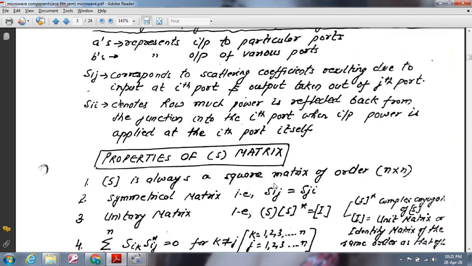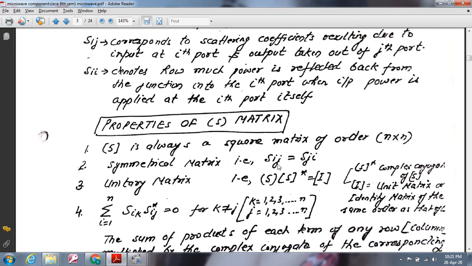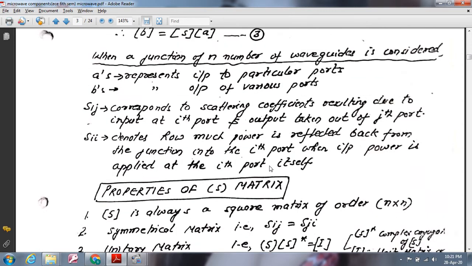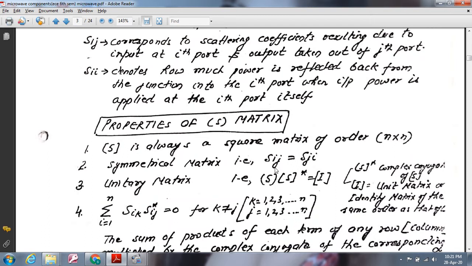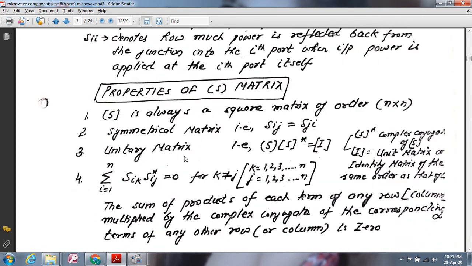Suppose i is 1 and j is 2, meaning when we assume input is connected at port number 1 and we want to see the reflected wave from port number 2, then that will be S12, which will be equal to S21. This is the symmetrical property. Then the unitary matrix property: if the S matrix is multiplied by S star, then that will be an identity matrix, a unit matrix of the same order as your S.